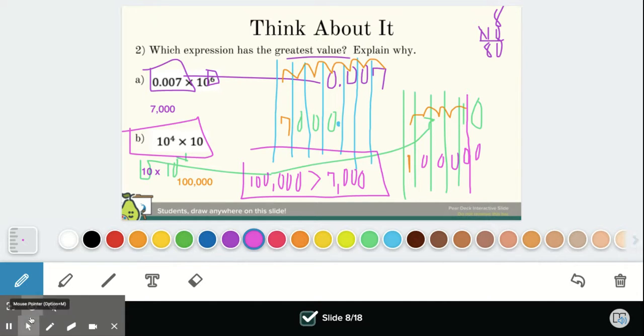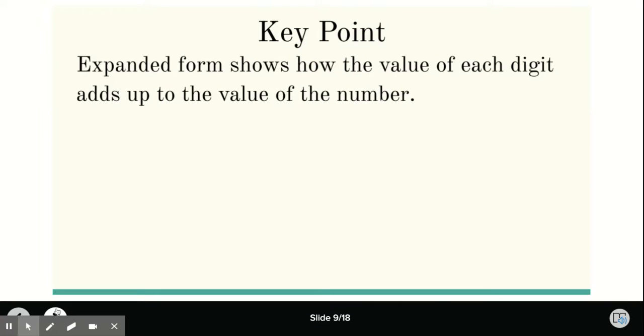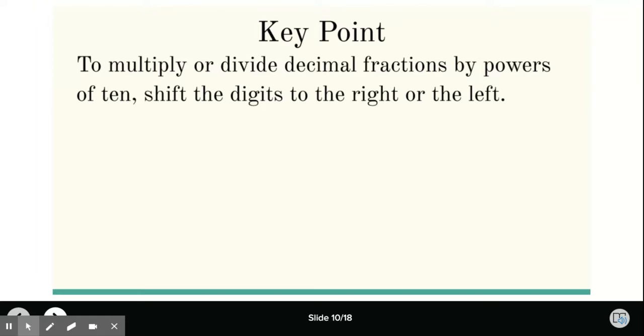All right, and let's take a look at our key points. So first key point, expanded form shows how the value of each digit adds up to the value of the number. So we were able to try that out right now. And to multiply or divide decimal fractions by powers of 10, shift the digits to the right or the left. So we just work this out.